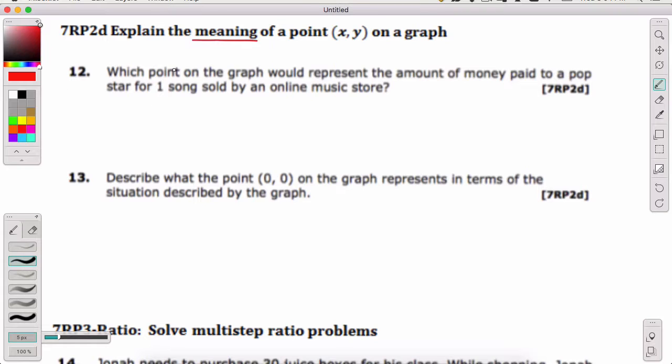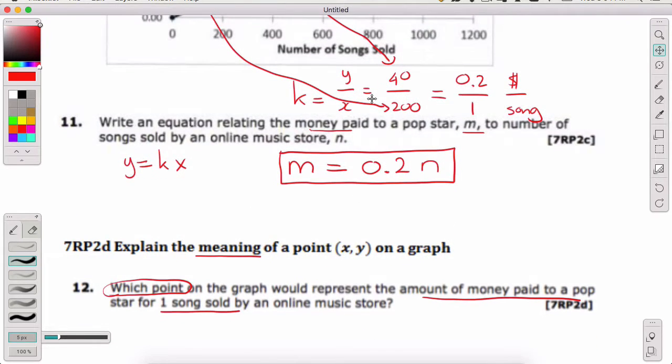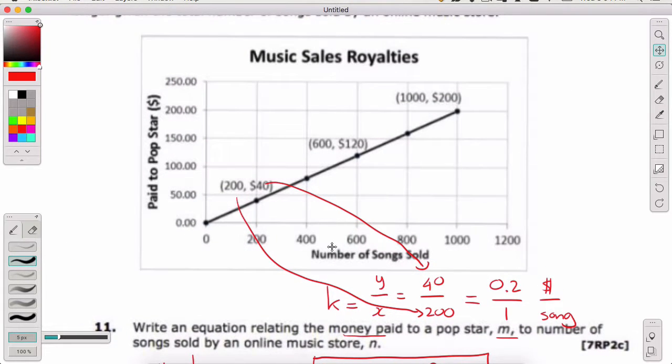Question 12. Which point on the graph would represent the amount of money paid to a pop star for one song sold? Now, if I go back to my graph, I need to remind myself which is X and which is Y. Okay, my X is the number of songs sold, and Y is the money paid to the pop star.